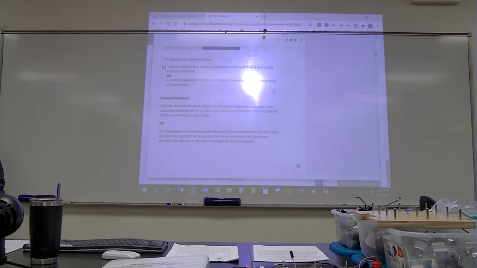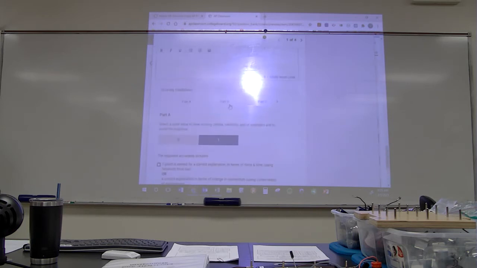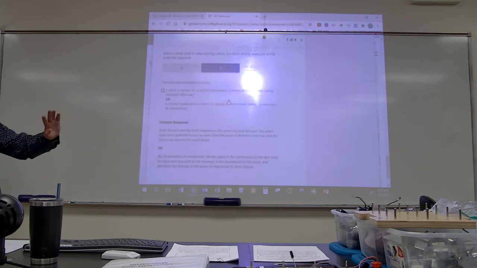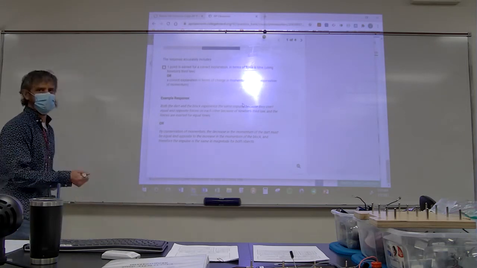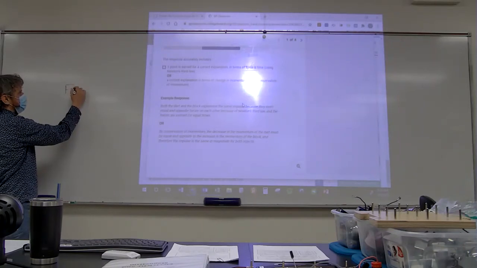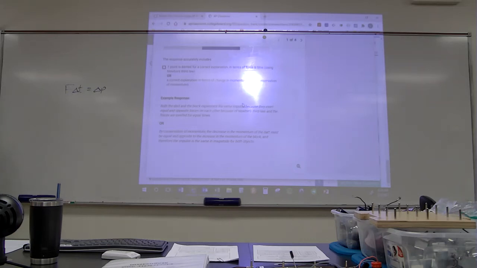It's the same. Good. For how the points are awarded, there is 1 point for part A, out of 15 points total. 1 point is earned for a correct explanation in terms of force and time, using Newton's third law, or a correct explanation in terms of change in momentum, using conservation of momentum. It's essentially the impulse-momentum theorem. Both objects feel the same force over the same time interval, so they must experience the same change in momentum.